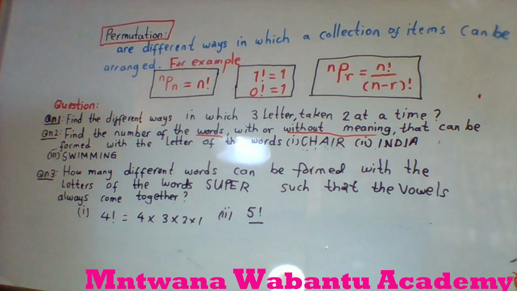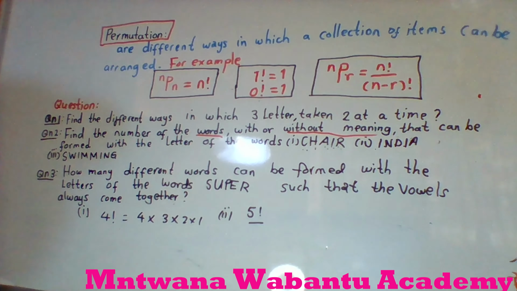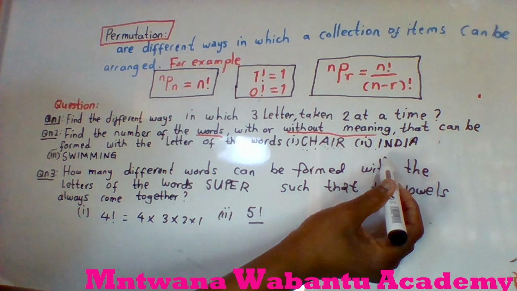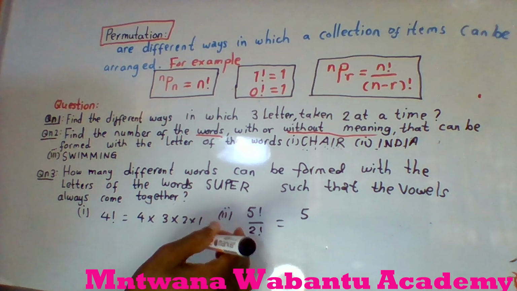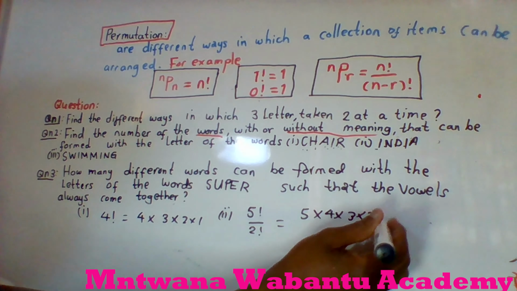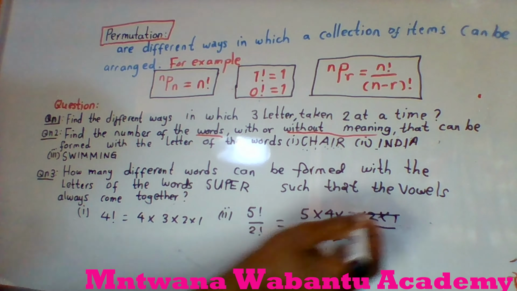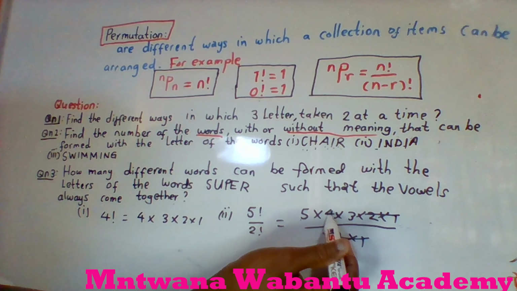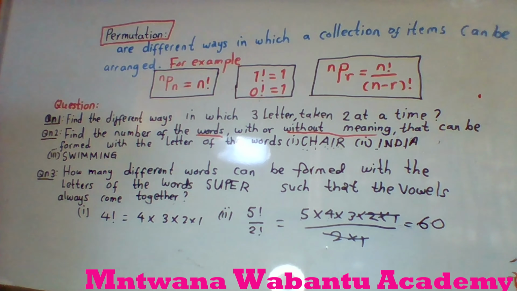So if you have any letter which repeats, just say 5 factorial means the whole total number of letters, and then divide by the number of the letter which repeats. How many times does a letter repeat? 1 and 2. So you say divided by 2 factorial. Right, so this is going to be 5 factorial, which means 5 times 4 times 3 times 2 times 1, over 2 factorial, which means 2 times 1. So 2 times 1 and 2 times 1 cancel. So we have 5 times 4, 20. 20 times 3 equals 60. So there are 60 different ways that we can arrange India with I which repeats.